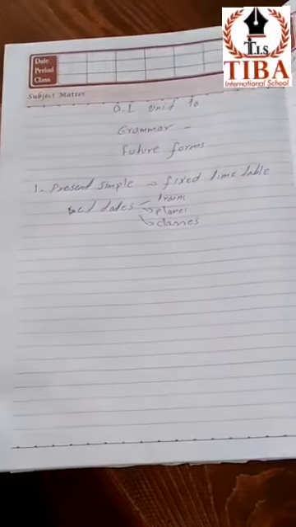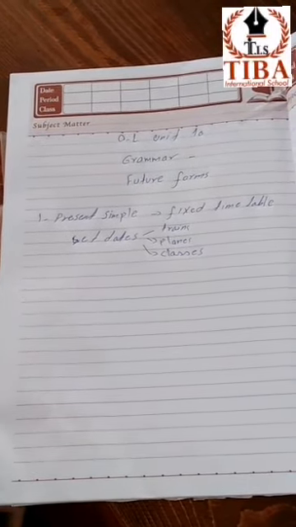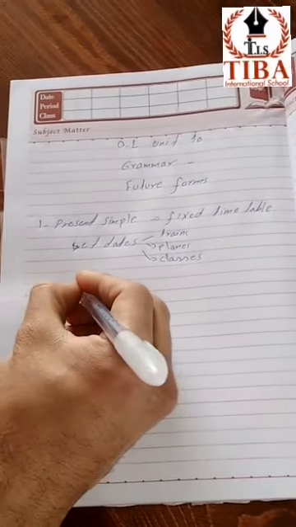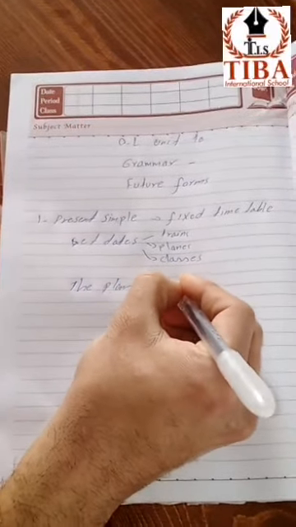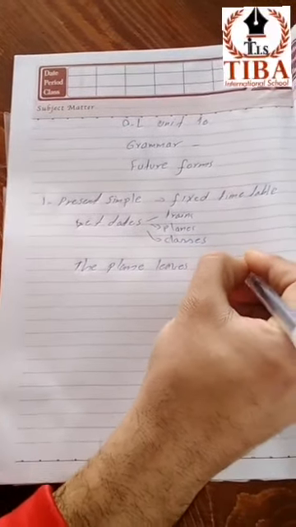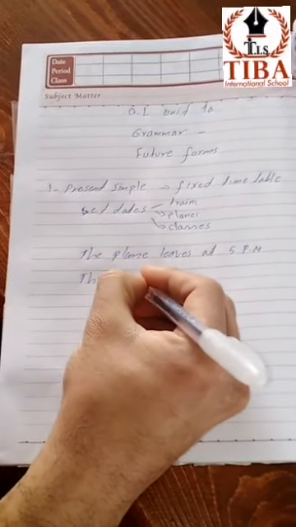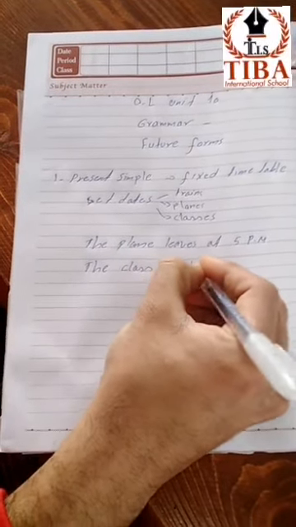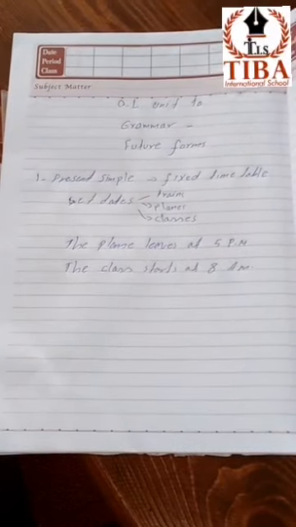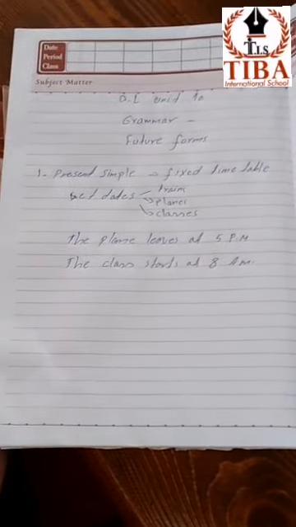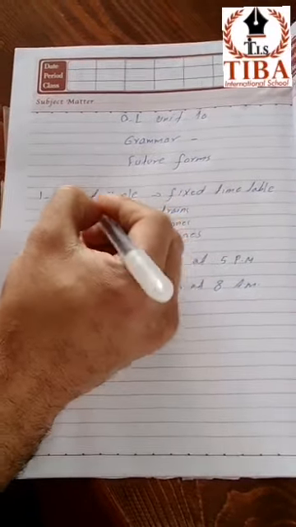So when we talk about the dates of trains or planes or classes in the future, we will use the present simple form. For example, the plane leaves at 5 p.m. The class starts at 8 a.m. and etc. So, when we talk about fixed timetable concerning the future, we will use the present simple.